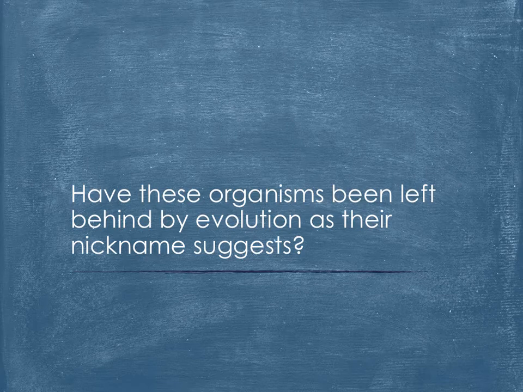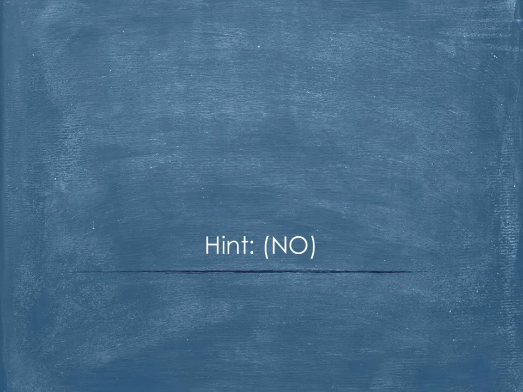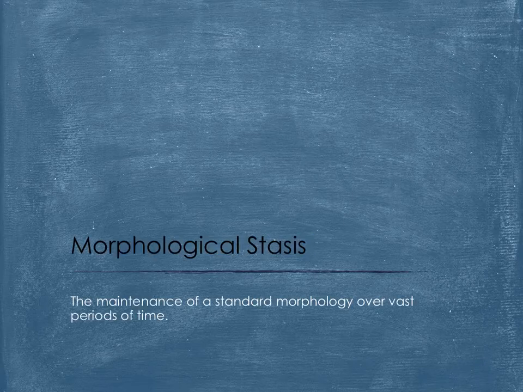Now, does this mean that these organisms have been left behind by evolution, as their name suggests? Of course not. This would be in sharp contrast with evolutionary genetic principles. But this does make us look at how selection can actually be a force of conservation as well as change. So now living fossils are said to be organisms which are experiencing morphological stasis. Now, this is the maintenance of a standard morphology over vast periods of time. And there are several proposed mechanisms for how this can occur.